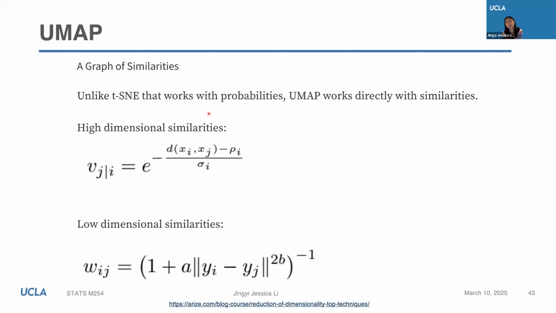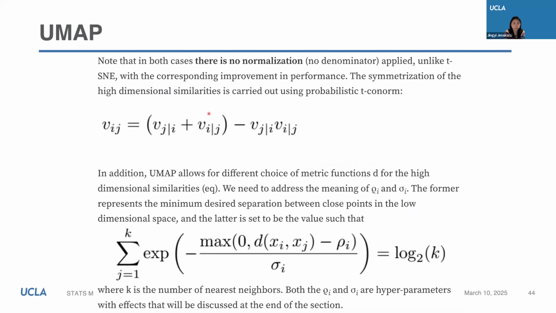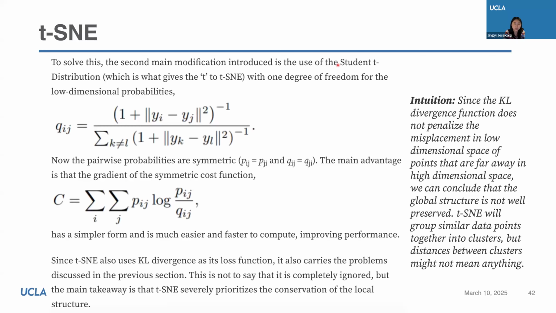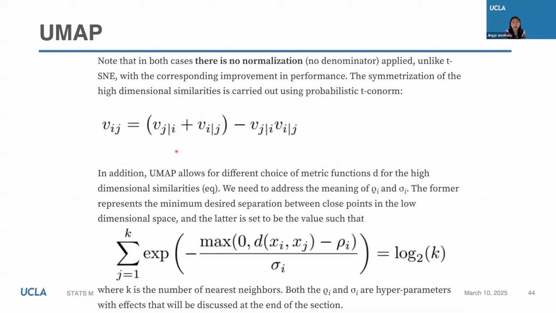So it seems that UMAP introduces more hyperparameters compared to t-SNE. And there's a key thing. Note that in both cases, there's no normalization applied. So we are not trying to normalize things to become probabilities that sum up to 1, unlike t-SNE, with a corresponding improvement in performance. The symmetrization of the high-dimensional similarities is carried out using probabilistic t-conorm. So you're trying to do this symmetrization to make it symmetric. In addition, UMAP allows for different choices of metric functions D for the high-dimensional similarities.